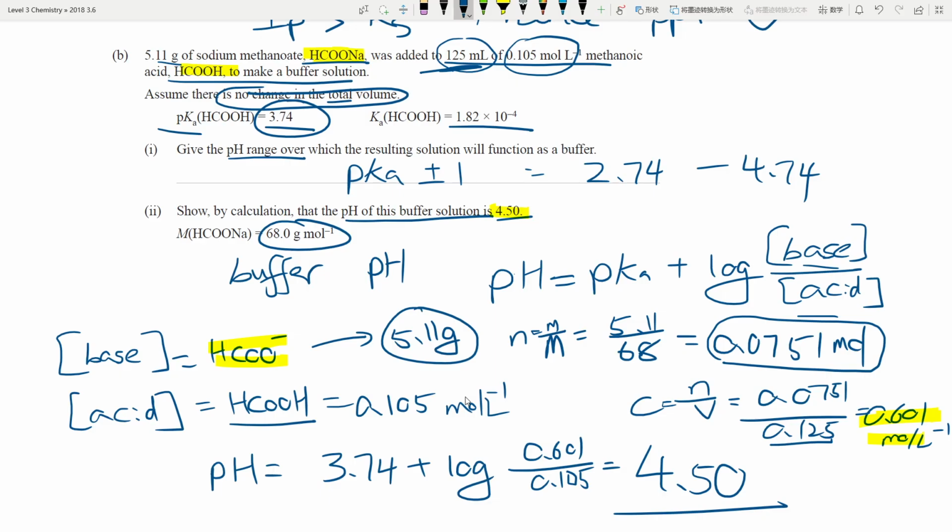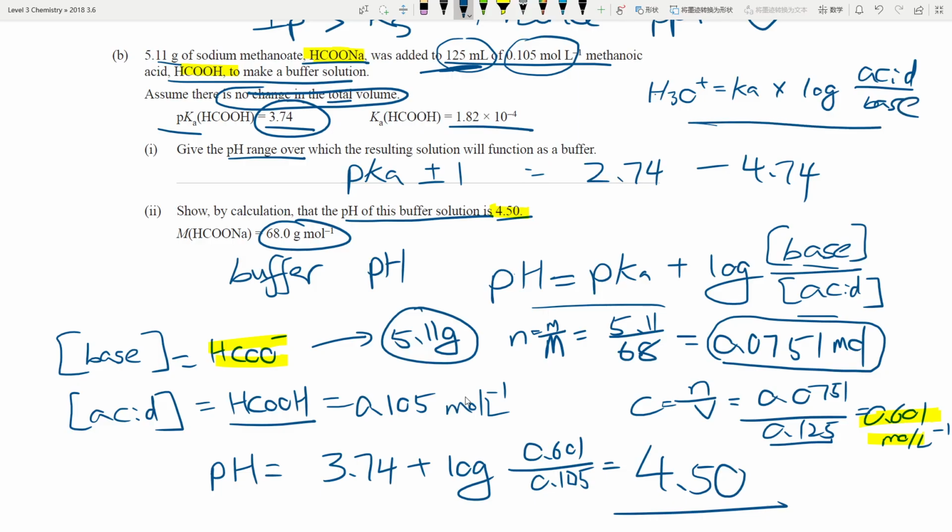Now if you look at the marking schedule, they probably have done it in a really confusing way, so that's probably why you're here. That's the equation I tend to use. If you don't like using this equation, you can use H3O plus equals Ka times log acid over base. It's the other way around.